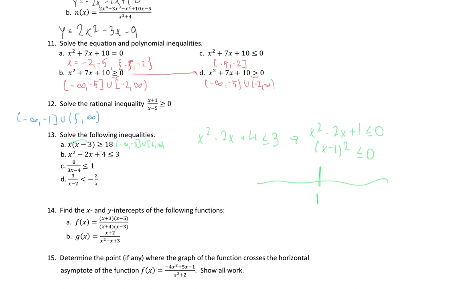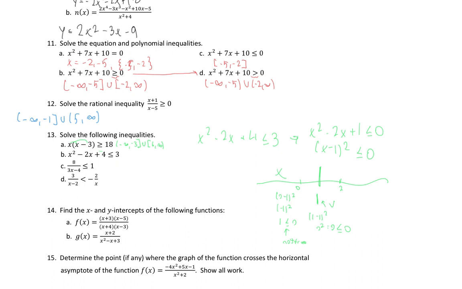So I'll look at 1. If I plug in 1, that works. So 1 minus 1 squared is 0 squared, which is 0, and that is less than or equal to 0, so 1 will work. I'll plug in a number on each side. Plug in 0, I'll plug in 2. 0 minus 1 squared is -1 squared, which is +1, and that's not true. So that side's not going to work.